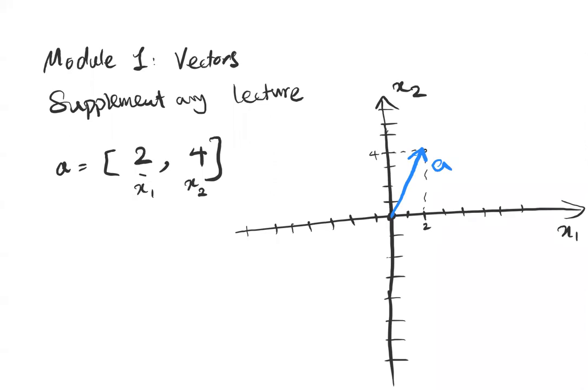Let's define another vector. We call it vector B. Vector B is (3, -4). All right. So we are going to have 3 on the first axis, 1, 2, 3, and -4, 1, 2, 3, 4 on the second. So this is a representation of vector B.